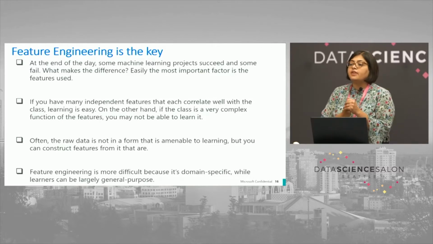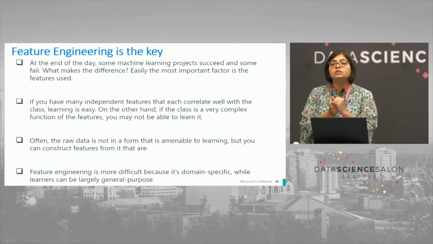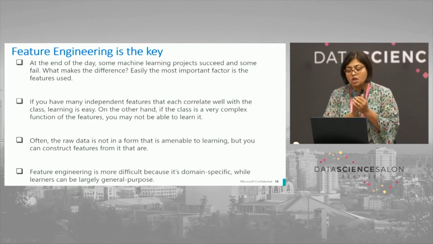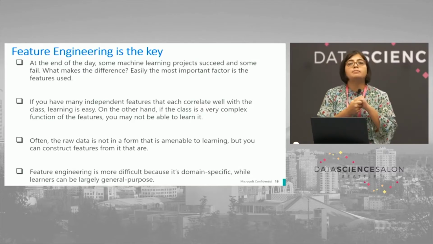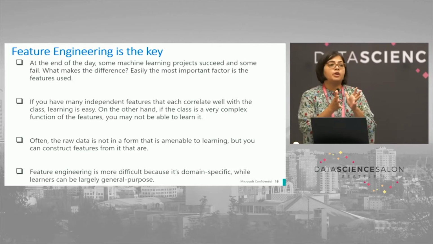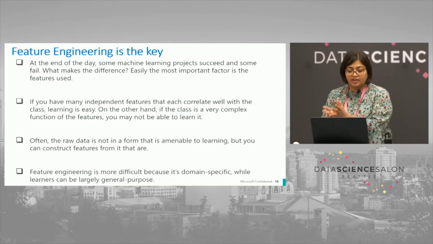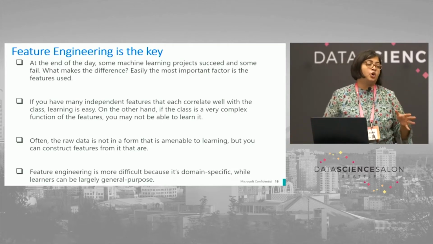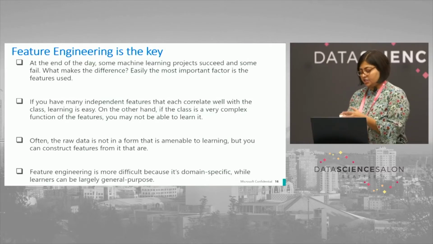But if the class is a very complex function of the features, then you might not be able to learn it as well, right? At that point, you might need to figure out, okay, how do I do some feature ranking? How do I do some other correlation mapping and pre-processing, maybe apply some other algorithm to my data and try to do feature engineering that way. Feature engineering is also difficult because it's very domain specific, while the learners can be very general purpose.